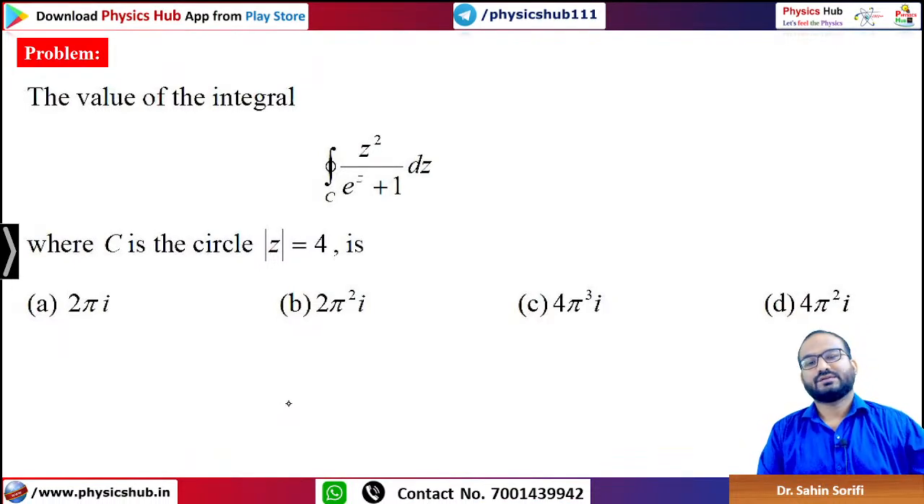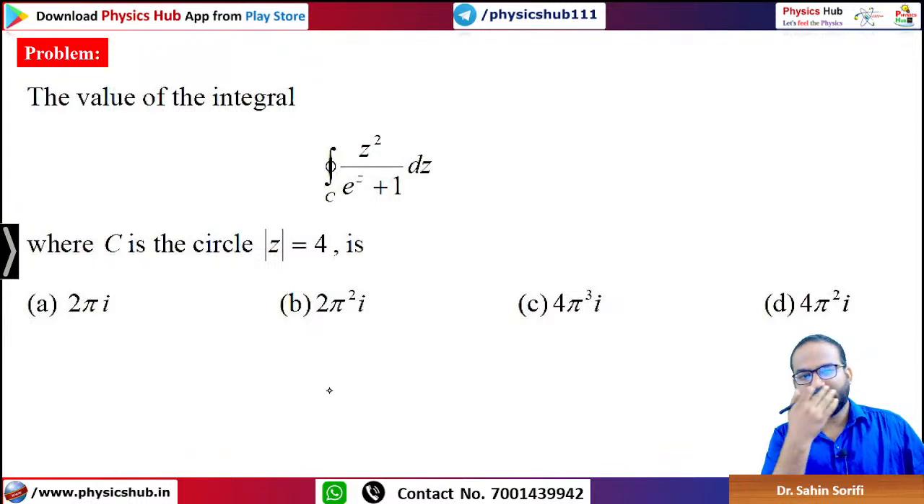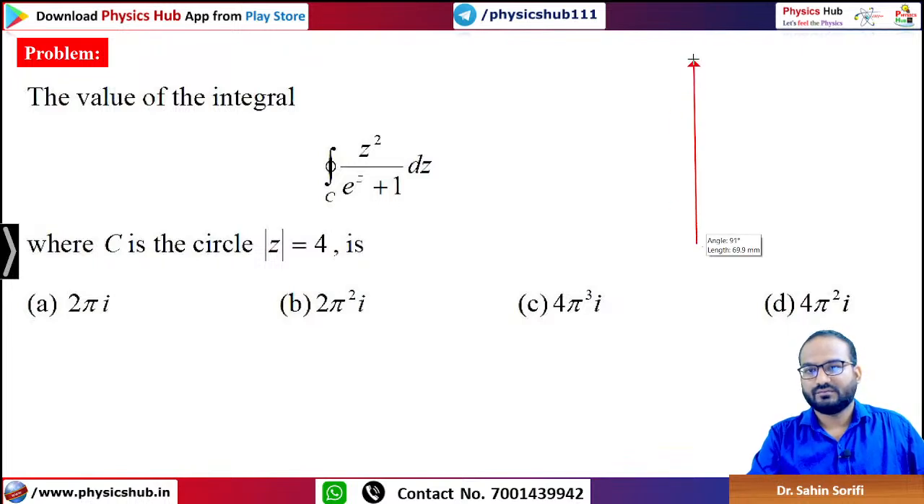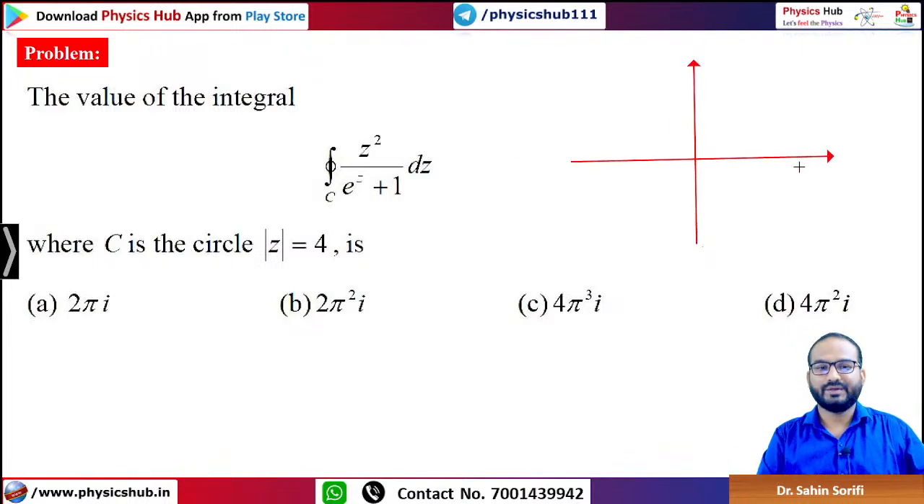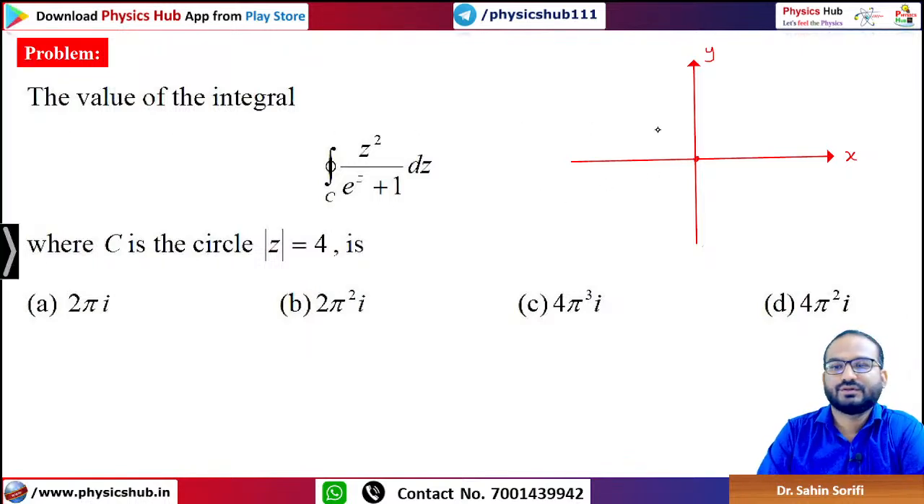The value of the integral of z square by e to the power z plus 1 dz, where c is the circle mod z equals 4. So a lot of problems came. We are doing mostly the previous year questions, right? And you will see many problems came from complex analysis. I think the maximum number of questions came from these things. So this is one type we are doing today. Another type we will do on the next day: we will evaluate definite integrals. This is like an initial step, so you need to understand it very carefully. C is the circle mod z equals 4, with radius 1, 2, 3, 4.